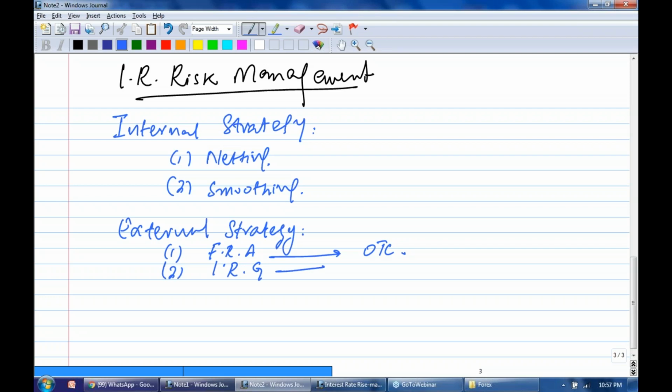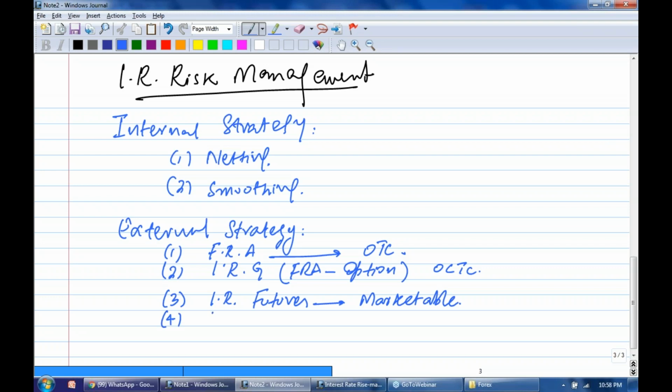Interest rate guarantee. It's basically an FRA option. Same OTC. Interest rate options, sorry, interest rate futures, marketable. Interest rate future options. This is also marketable.